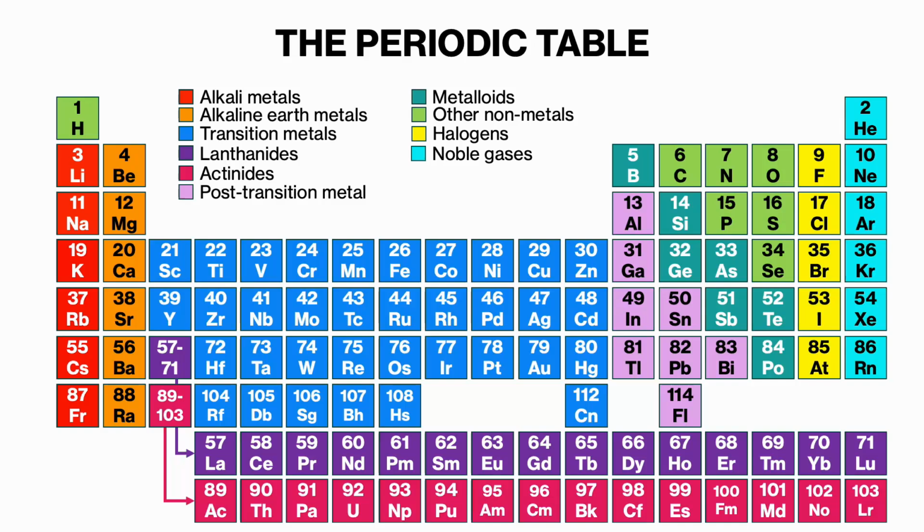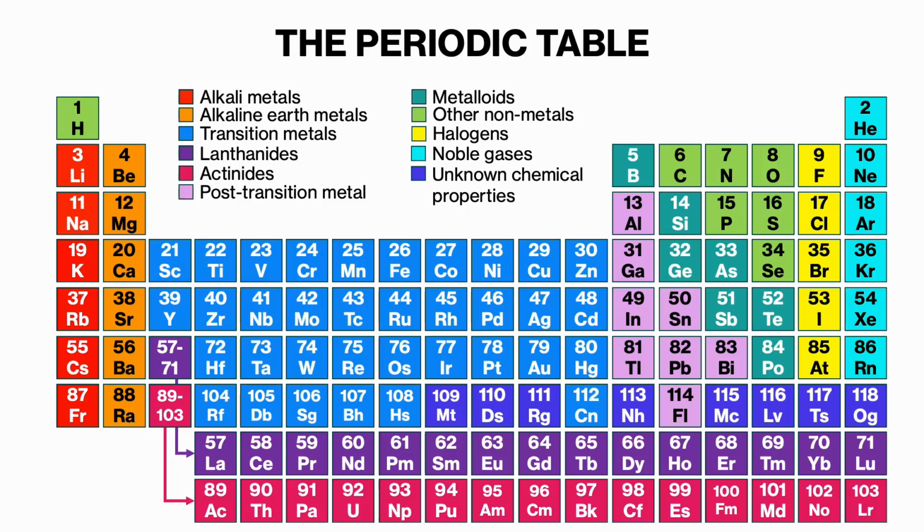Finally, there are some elements which have unknown chemical properties. Elements larger than uranium are generally made in the laboratory and very often only in minute quantities. The chemical properties of several of the latest and largest artificial elements remain something of a mystery.